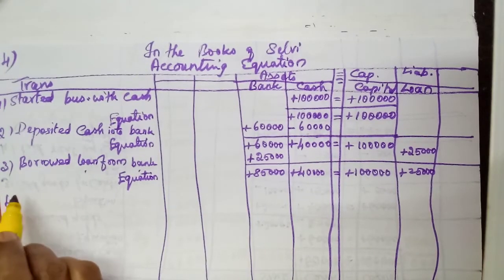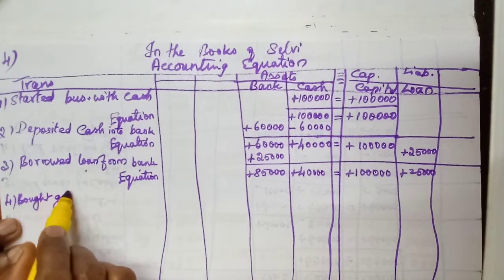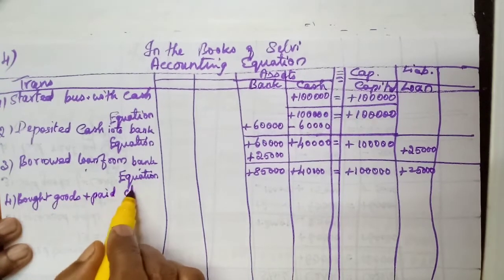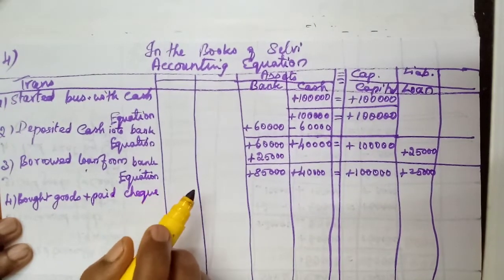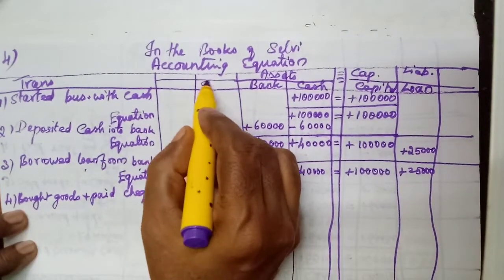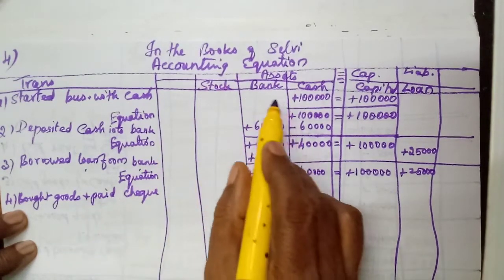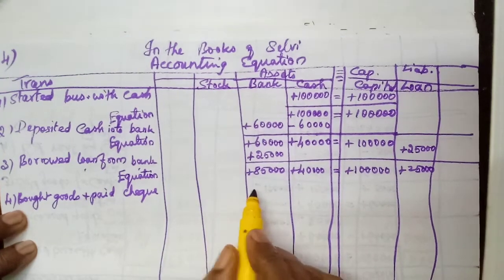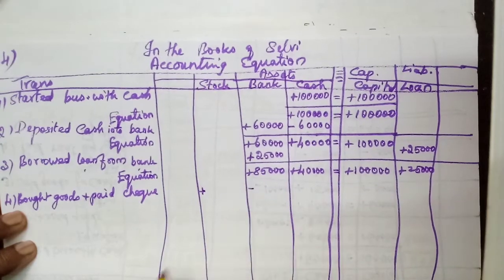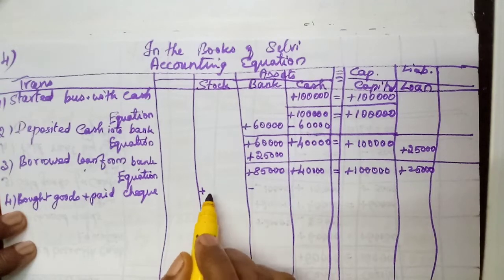Now you write the fourth transaction. Bought goods and paid by check. In short you can also write bought goods and paid check. Bought goods means, as I have told you, that is stock. Stock is not available, so we will write it. Then paid by check means who is paying? Bank. So if we bought goods, it will increase the stock. If we pay from the bank, it will reduce the bank balance. Now you write the amount. 10,000.